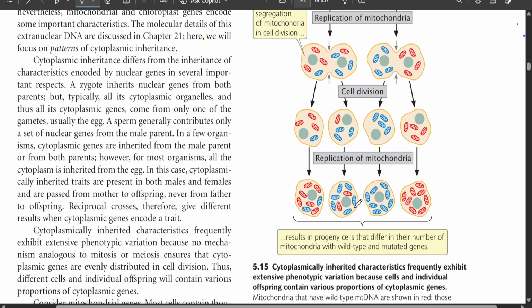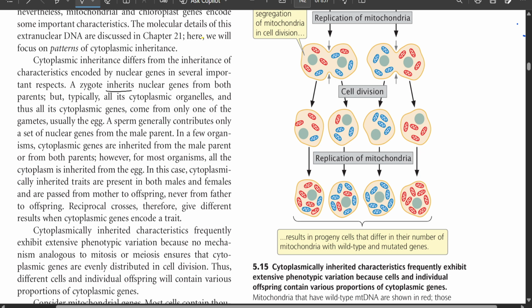When a zygote is formed from the maternal ovum and the paternal sperm, this zygote will inherit the nuclear genes from both the parents. But all of the cytoplasmic organelles in the zygote will come from the mother, that is usually the egg. So the sperm will only contribute to the nuclear genome, while the mother will also be contributing to the cytoplasmic organelles, including the mitochondria, including the chloroplast, and hence including the extranuclear chromosomes.